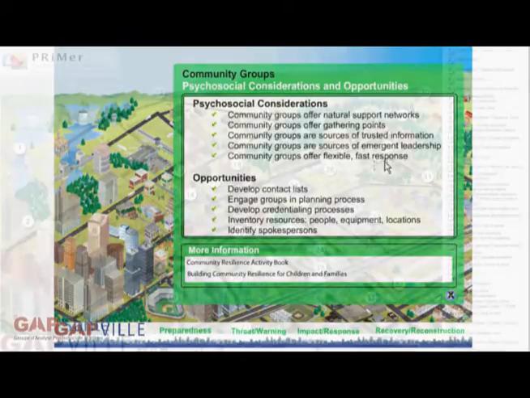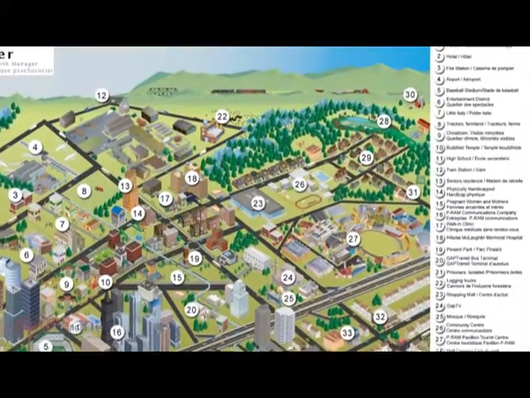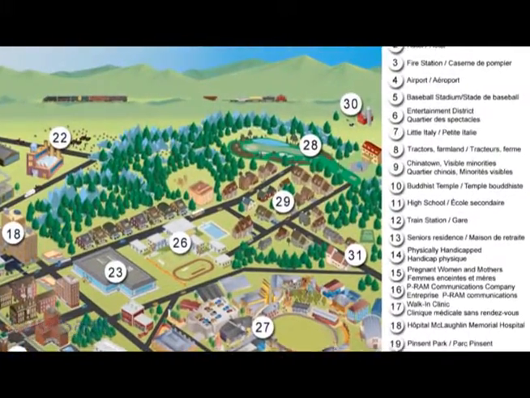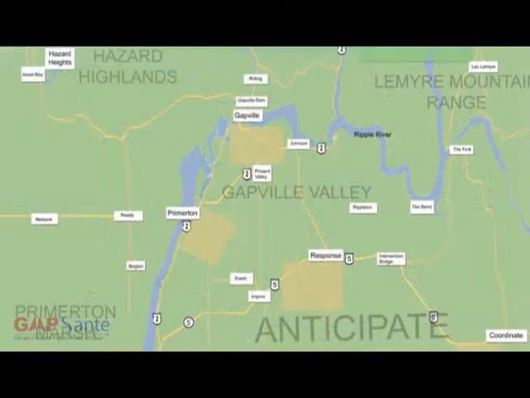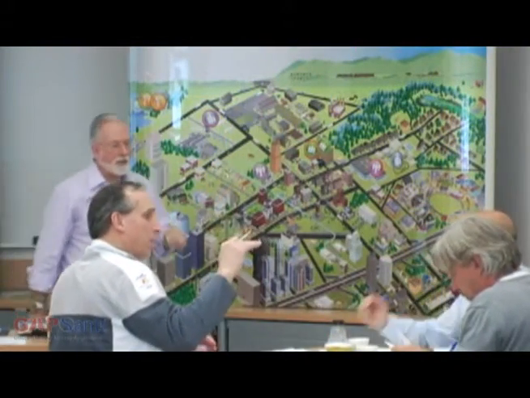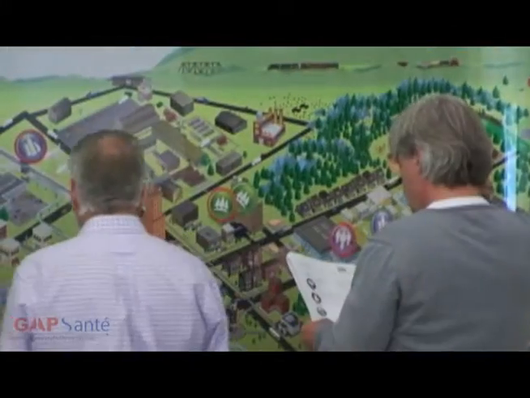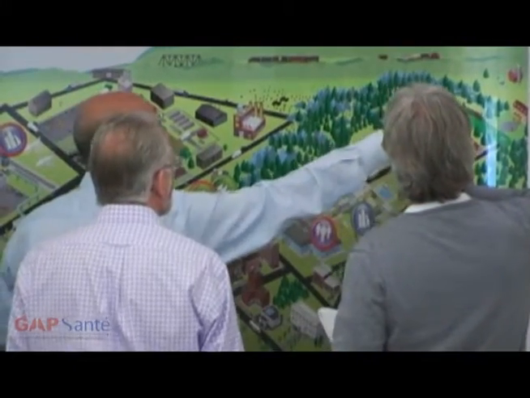During the Primer one-day workshop, participants are provided with a map of Gapville, numbered with all the notable features of the city. On the back is a list of services and infrastructures, as well as a regional map of Gapville and its surrounding area. The Gapville display is a 6-foot by 4-foot graphic that comes with several different activity pieces, such as asset markers, scenario markers, and an event timeline. These activity pieces can be placed directly onto the display as needed.